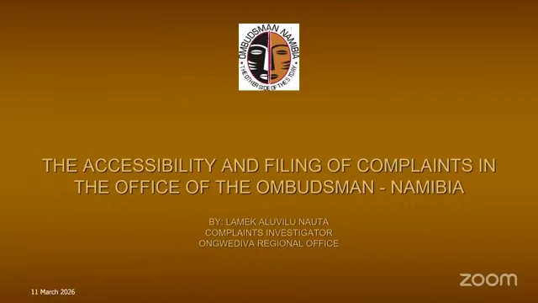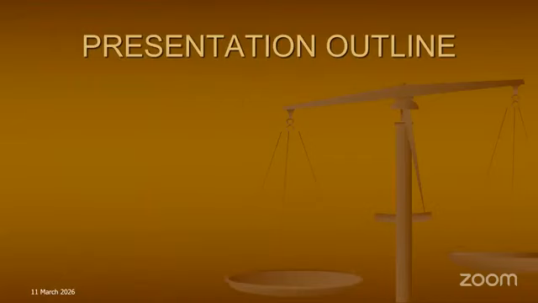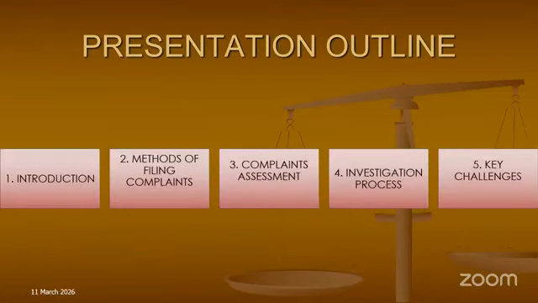That's our title, like I earlier said, and we are moving to the presentation outline. On number one, I'll briefly go through an introduction where we are going to talk about the establishment of the office and the mandates, and then we will move to the methods of filing complaints in the Office of the Ombudsman. We will also look at the complaints assessments: once the complaints are received, how are they assessed and what are the processes involved? And then we will look into the investigation process itself. Finally, we will look at the key challenges that come with the whole process of receiving, assessing, and investigation.